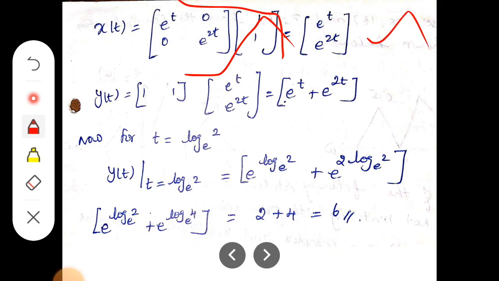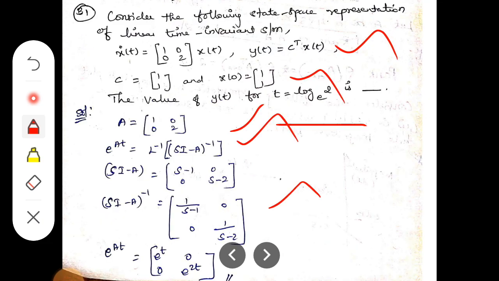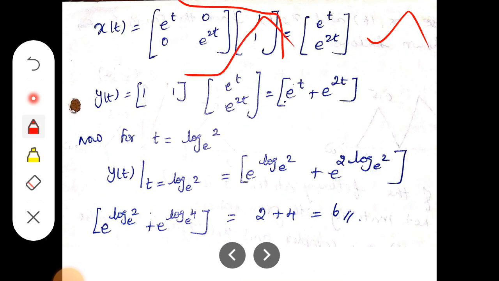Then we want a function y of t. y of t is equal to c transpose x of t. C transpose means the column matrix will be replaced as a row matrix. We know the x of t, now we only calculate e power t, e power 2t. So substitute here 1 1, e power t, e power 2t, then it will be calculated in a matrix form. So 1 into e power t plus 1 into e power 2t.